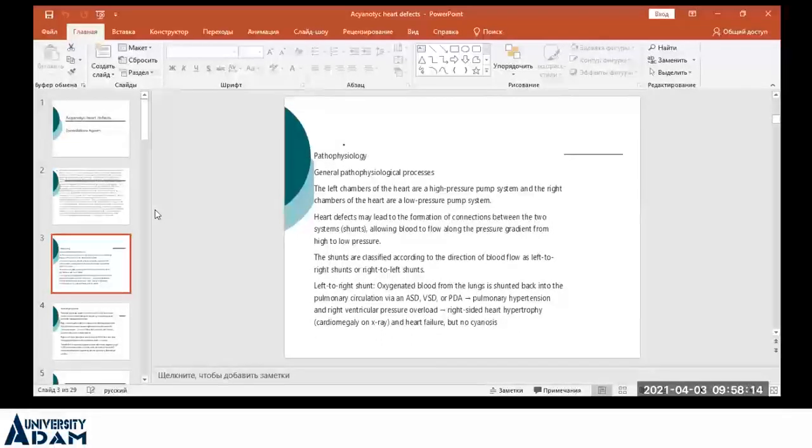Left to right shunts. Oxygenated blood from the lungs is shunted back into pulmonary circulation via atrial septal defects, ventricular septal defects, or patent ductus arteriosus. At the end, it causes pulmonary hypertension and right ventricular pressure overload. It causes right-sided heart hypertrophy, and you can see cardiomegaly on X-ray. You have heart failure syndrome, but no cyanosis.